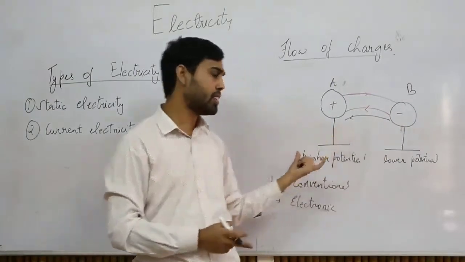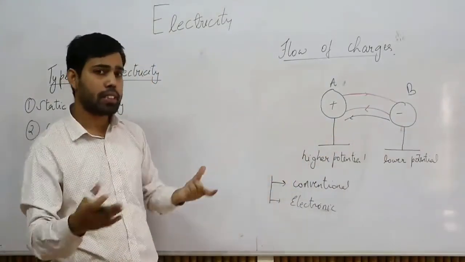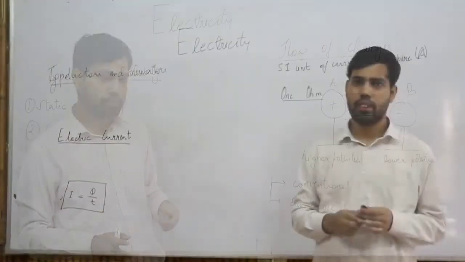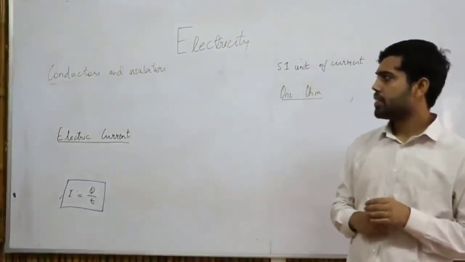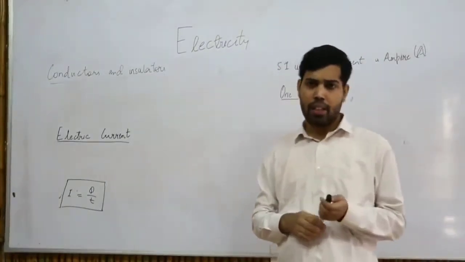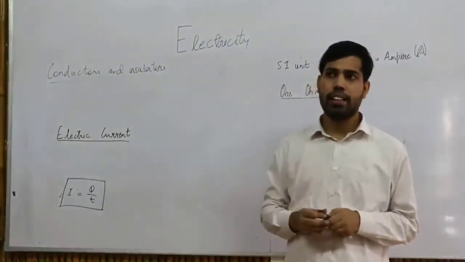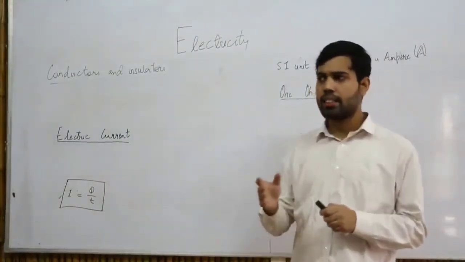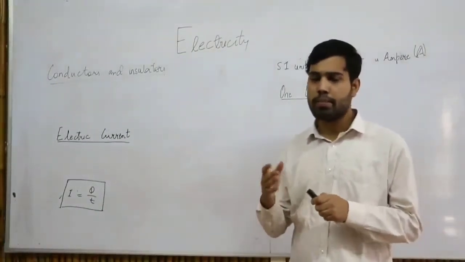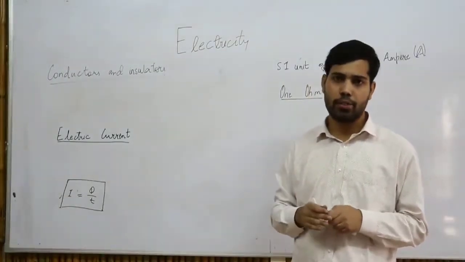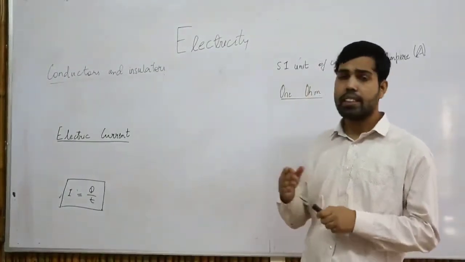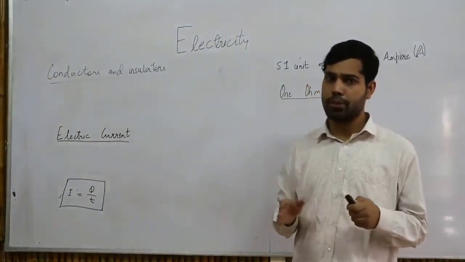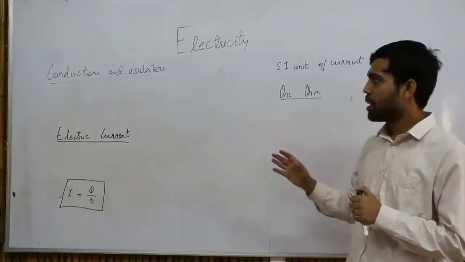So again, this is important. It may come as an objective type question asking you the difference between conventional and electronic current. Okay, next we'll be discussing conductors and insulators. Now we all have a basic idea of what a conductor and what an insulator is. So what is a conductor? A conductor is a material which allows electric current to flow through it. And what is an insulator? It is an object or a body which does not allow electric current to flow through it. That is what we know till now, and for the time being we'll keep to that.